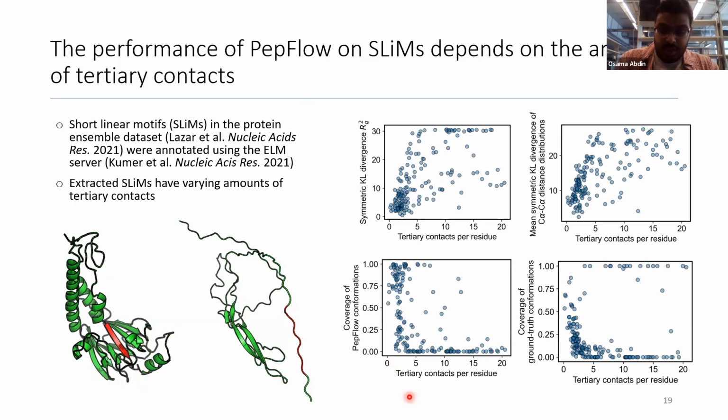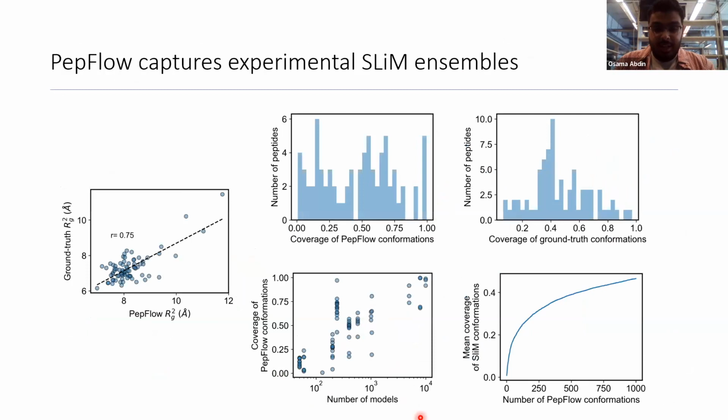So we just used a distance cutoff based on the Cartesian distance in three-dimensional space between residues and the relative position of different residues in primary sequence. As you can see, the KL divergence of the radius of gyration distributions and the pairwise C alpha distributions increases with the number of tertiary contacts, and likewise the coverage of PepFlow conformations and ground truth conformations decreases with the number of tertiary contacts. So we used a relatively lenient threshold of 3 tertiary contacts per residue to define our test data set.